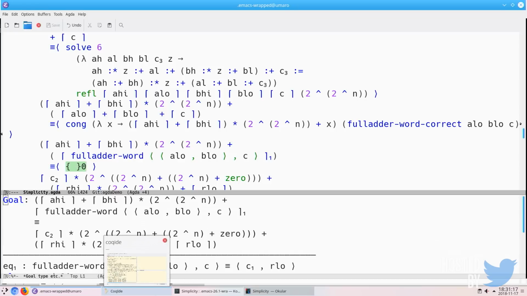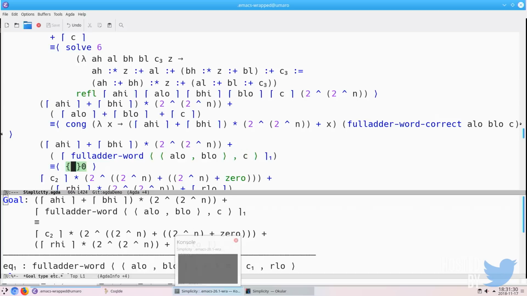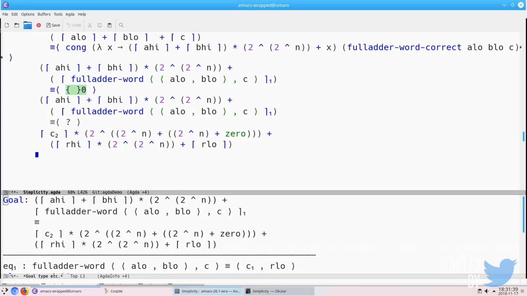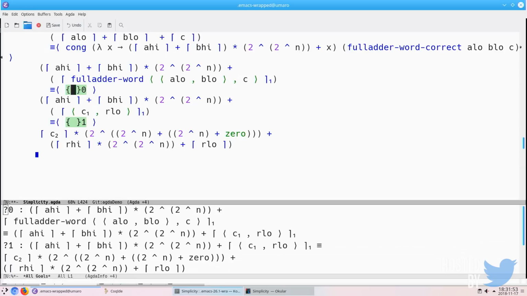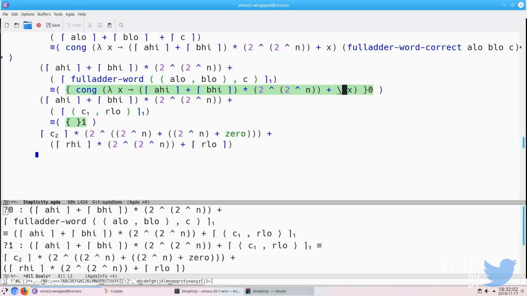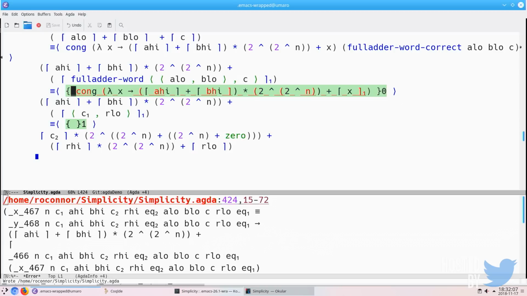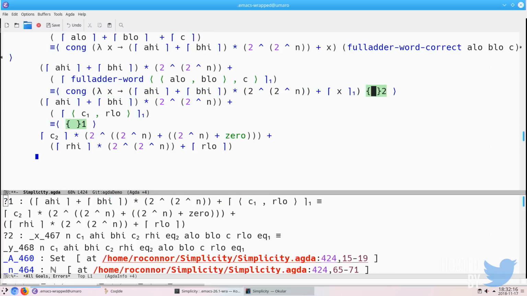Okay, next we had this equation here that said full adder word a low, b low, c is just by definition of c1 and r low is equal to that thing over here. So we can perform this substitution of this eq1 equation to rewrite this term over here. So let's do that. So we're going to replace this with C1, R low. Good. And so the argument is very similar. We do a conjugation to focus on the part of the expression we care about, which in this case is going to be within the meaning function over here. What have I done wrong? Oh, sorry, like so. And we're just going to use EQ1 in there. Perfect.